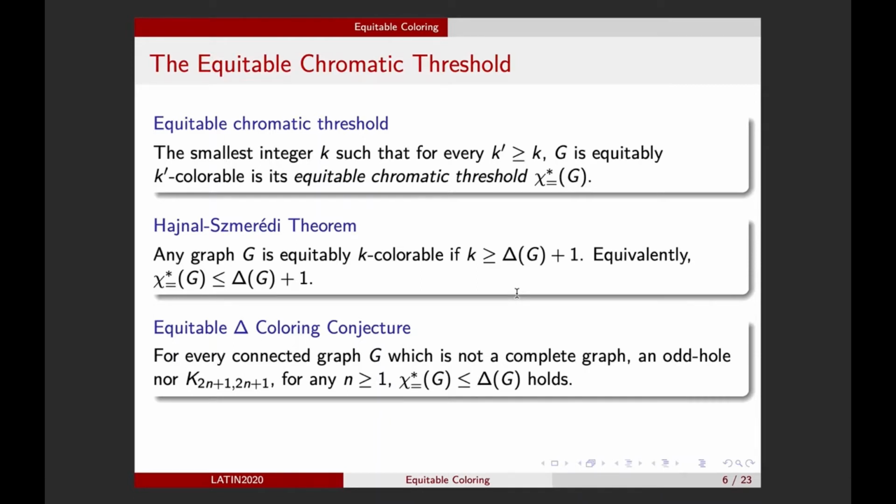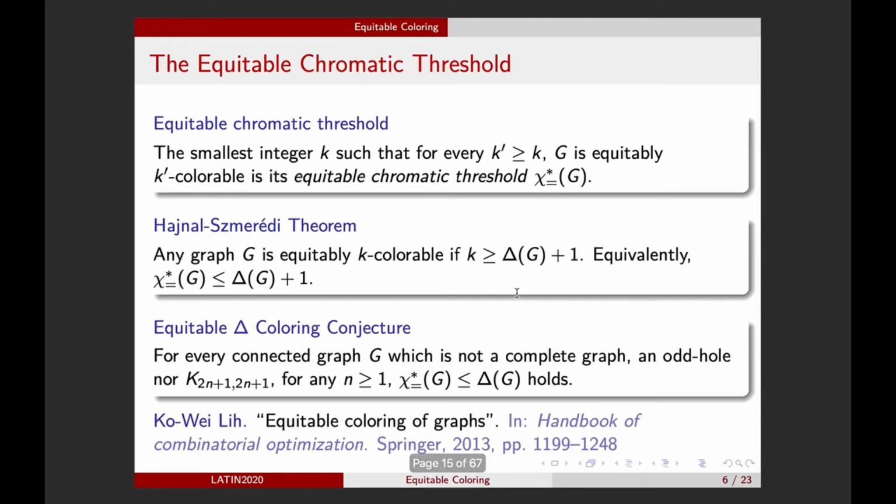We have evidence for some classes, which are listed in a very nice survey by Lih, but this survey just lists structural properties, classes for which the property holds. It says, in this class, this conjecture is true, and in this class, this conjecture is true. But the general case is not known so far.